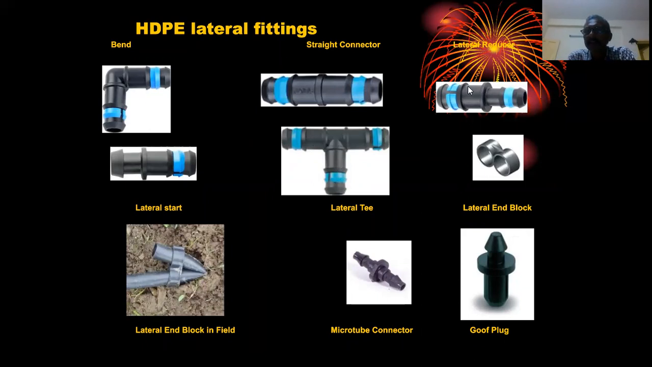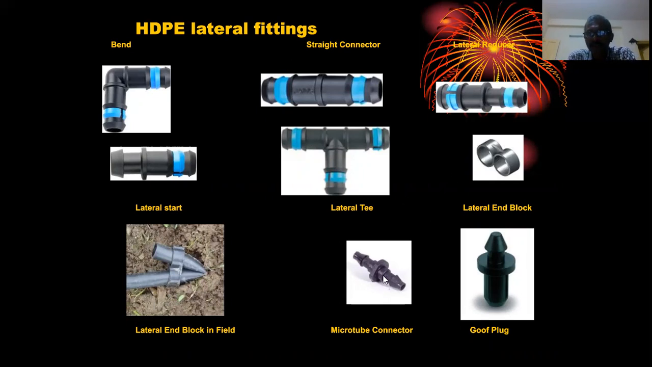And lateral reducer. If one uses on one side 16 mm, and one wants to reduce the 16 mm lateral to 12 mm, then one can use this kind of lateral reducers. Lateral end block, I already said, this is this component. For closing the lateral at the end, this lateral end block is used.